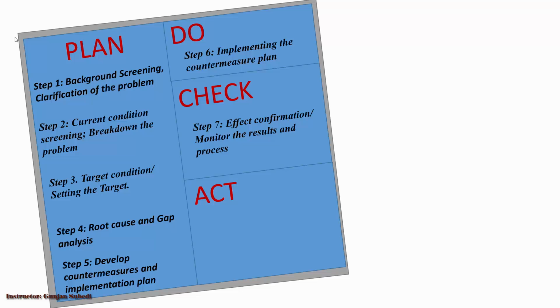We can use tools such as run charts and control charts in this stage. And finally, in the act phase, or step 8, we standardize the results and follow up the actions. We set a new standard and start the next improvement process with a new subject after step number 8.